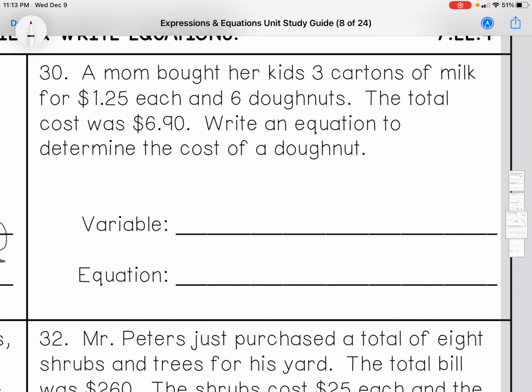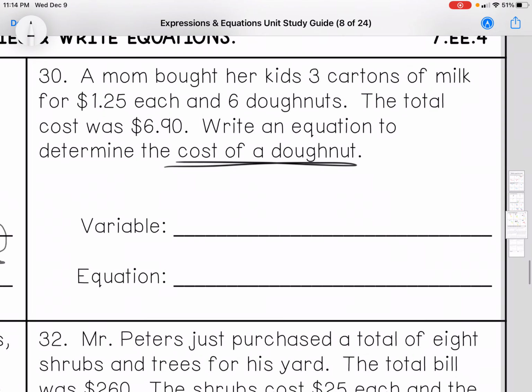Number 30, a mom bought her kids 3 cartons of milk for $1.25 each and 6 donuts. I wish I had some donuts right now. The total was $6.90. Write an equation to determine the cost of the donut. So what are we looking for? The cost of a donut.